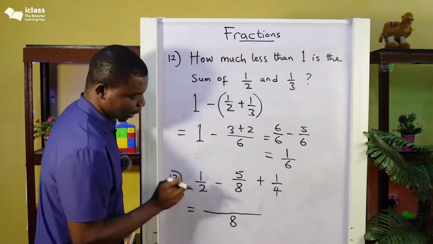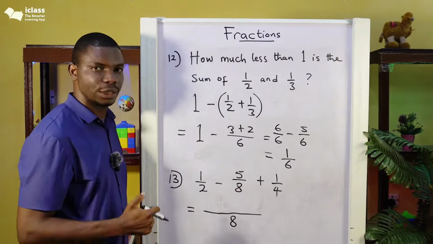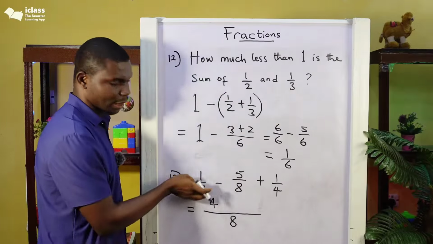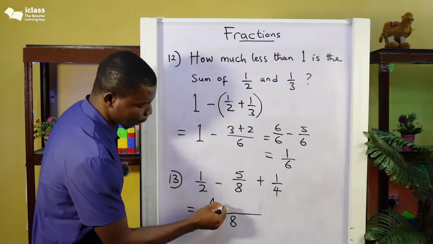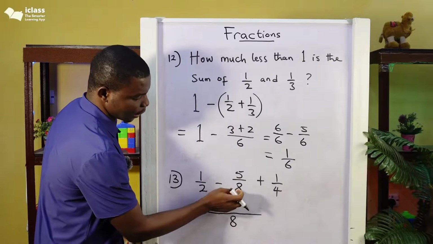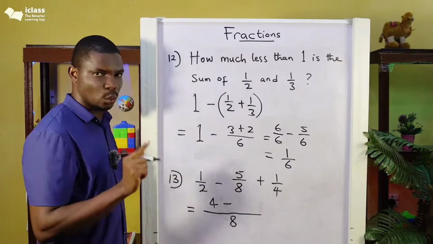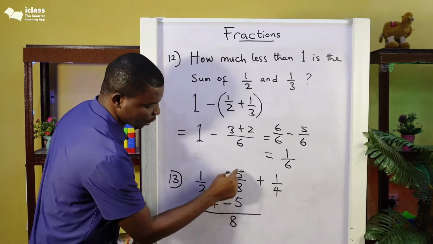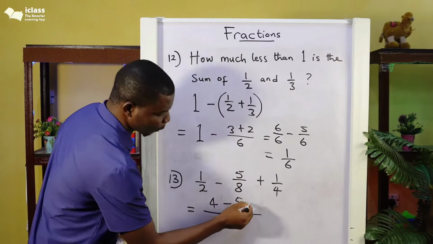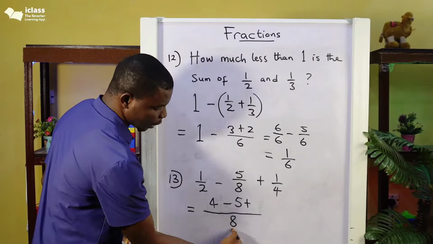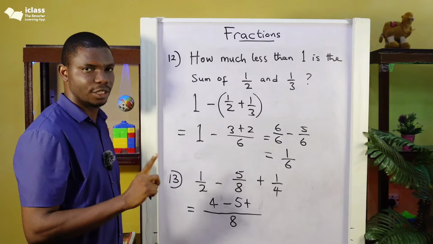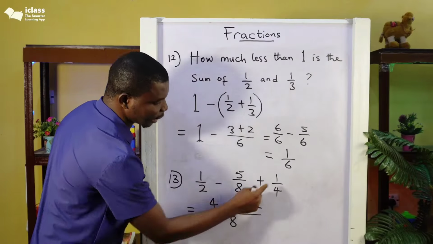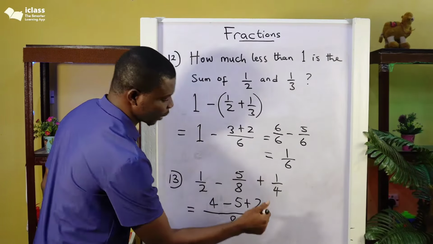We say 8 divided by 2. 8 divided by 2 is 4, times 1 is 4. So 4 over 8 is the same thing as 1 over 2. Minus 8 divided by 8 is 1, times 5. So this 5 over 8 is still 5 over 8, right? Plus 8 divided by 4 is 2, times 1 is 2. This 2 over 8 is the same thing as 1 over 4.